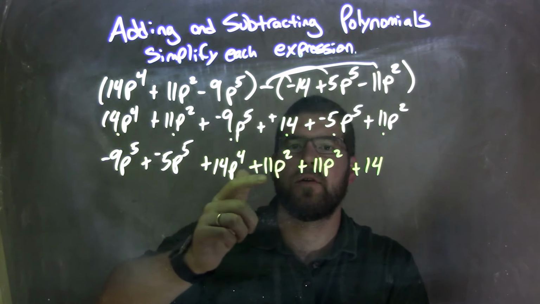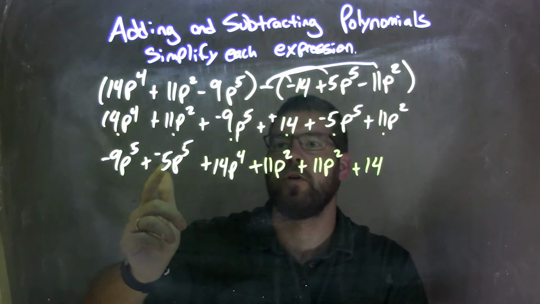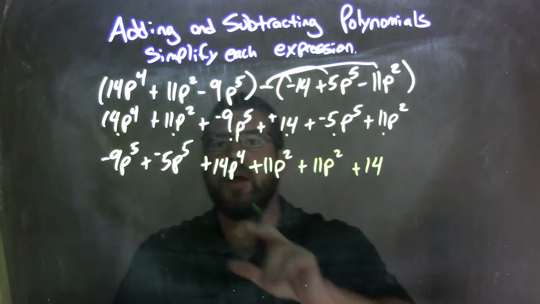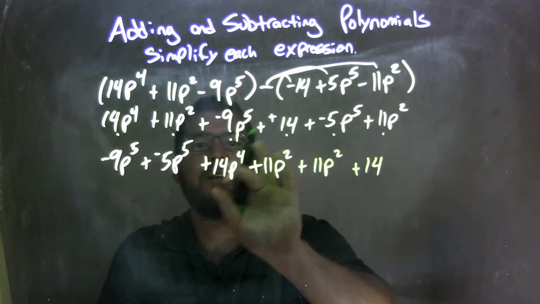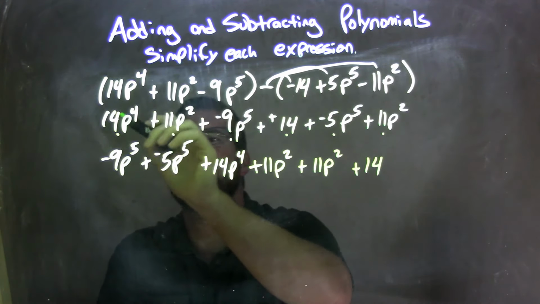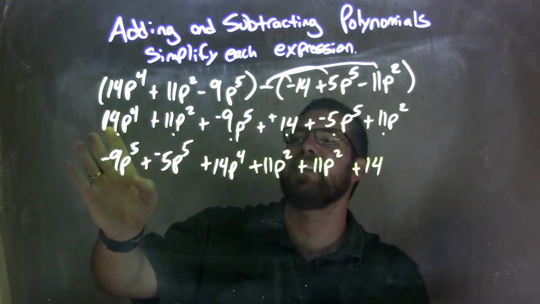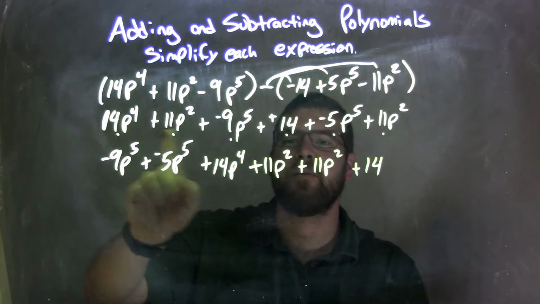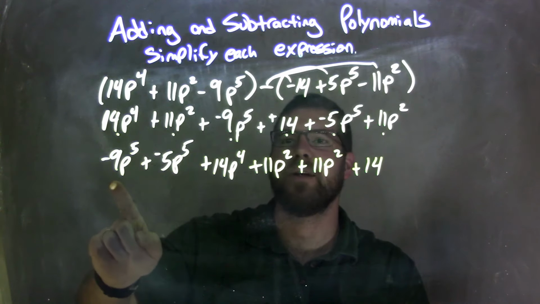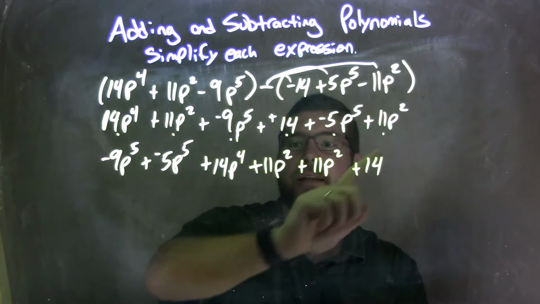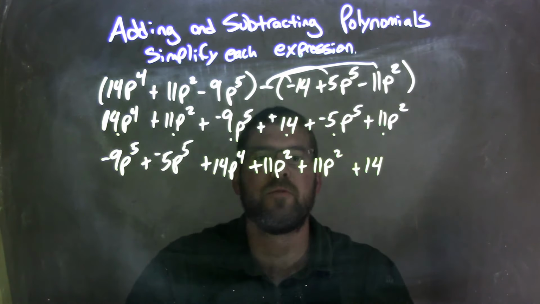4p to the fourth. Oh, made a little mistake here. That 14p to the fourth should be 4. Oh, no, it's 14. It's 14p to the fourth. Sorry. Right, 14p to the fourth. I almost had a mistake there. 14p to the fourth is right there. Then we have 11p squared, negative 9p to the fifth, plus 14, plus minus 5p to the fifth power, and then 11p squared. Right there, fantastic.